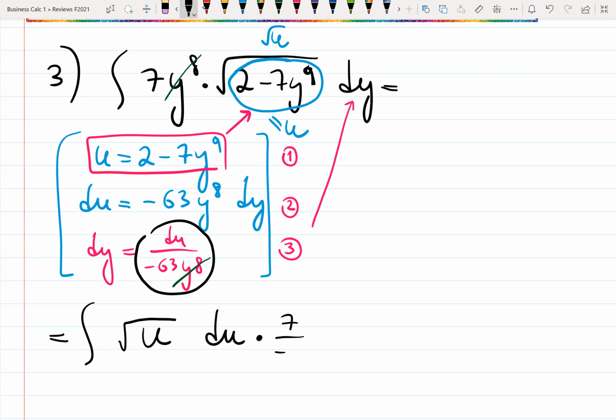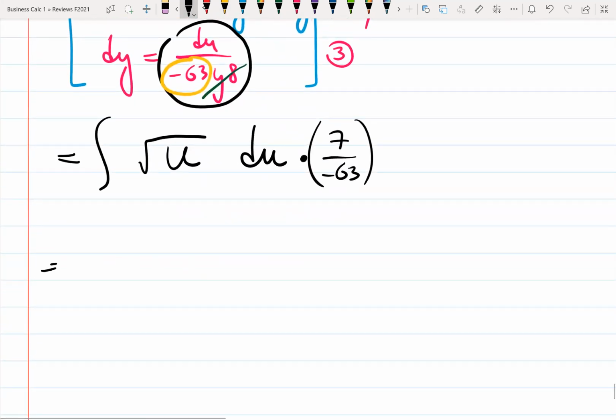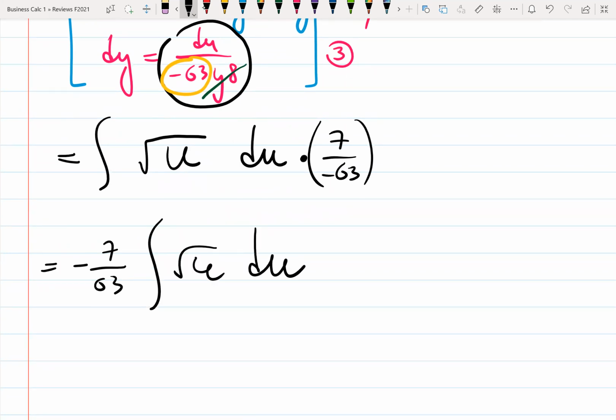7 over minus 63. This is the part when students get confused. 7 was from here, over minus 63 is over here, because dy is du over y to the 8. Y to the 8 got canceled out. So the integral becomes a very simple one, minus 7 over 63, integral square root of u du.